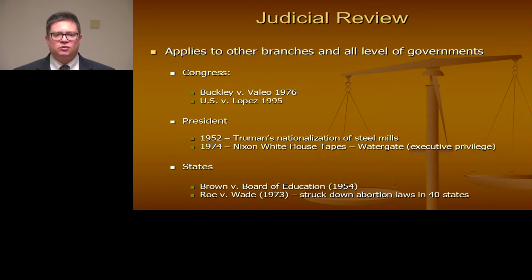Another case, U.S. versus Lopez. Congress passed something called the Gun-Free School Zones Act early in the 1990s, and the goal was essentially, as the title states, that you couldn't have guns within X number of feet of schools. They said they had the power to regulate this under the Interstate Commerce Clause. And we've seen that before when we talked about civil rights. That was the way that we ended segregation by private parties.